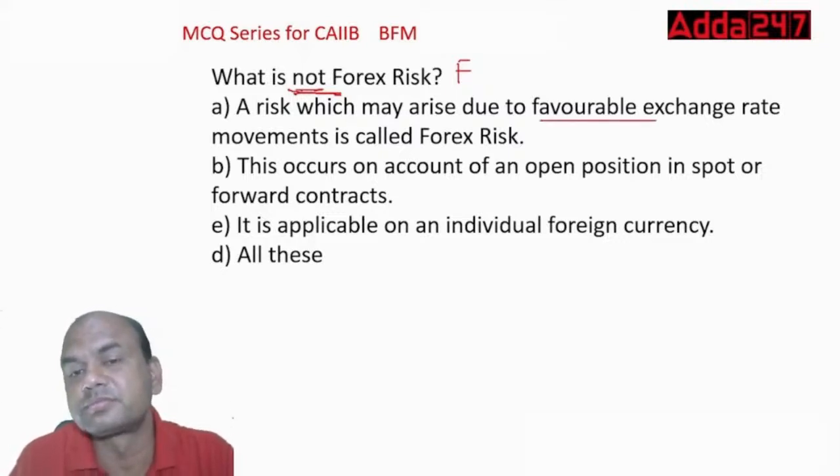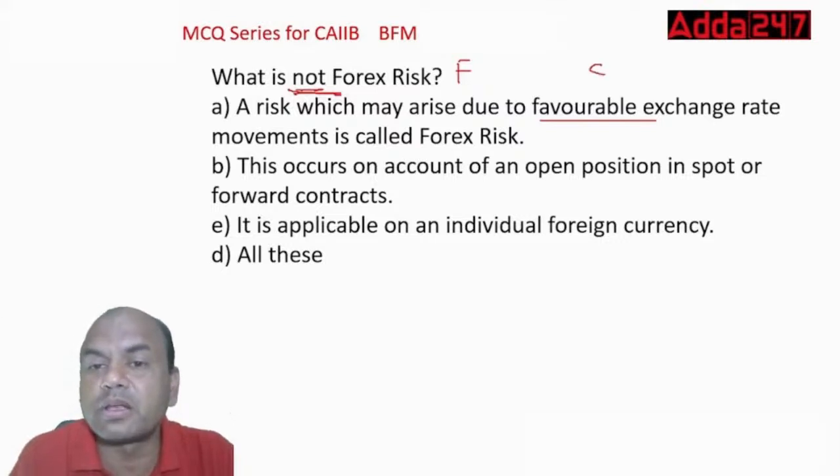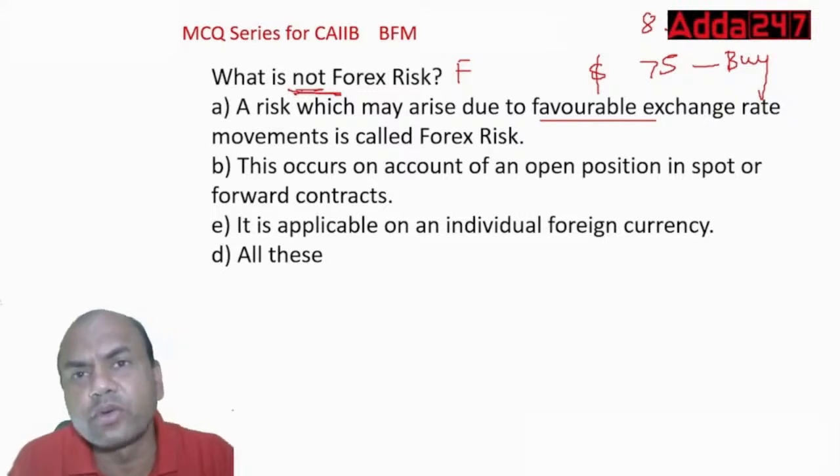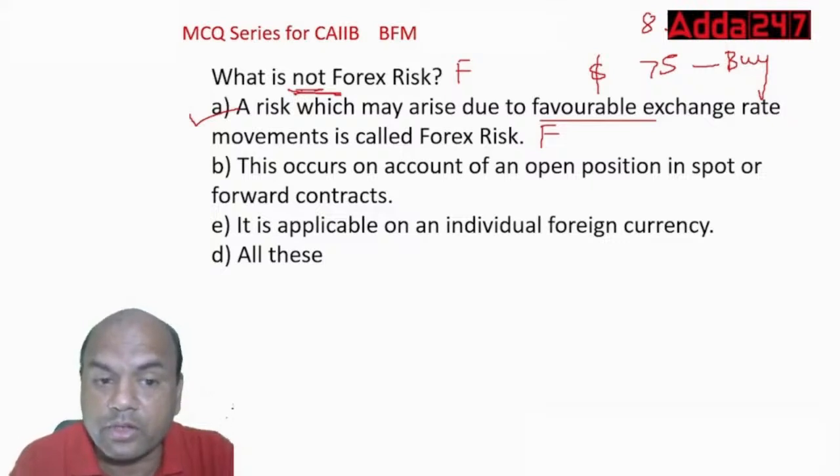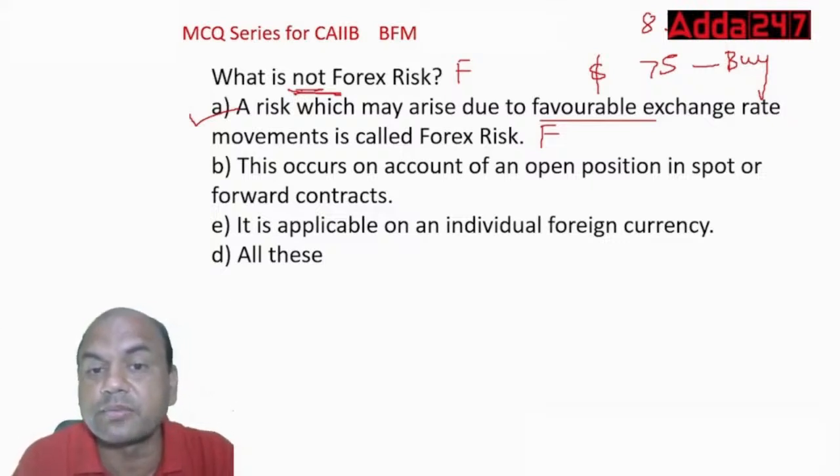Favorable means I buy dollars for, let's say, 75 rupees. And now the dollar rate is 85 rupees. So is this a risk to me? I have purchased it at this rate, and now the rate is 85. Is it good for me? It is good for me, isn't it? So this is not a risk. This is false. And this is what I want. See, first only you got this answer A. But now there is the option of all of these also, so these and these can also be false.